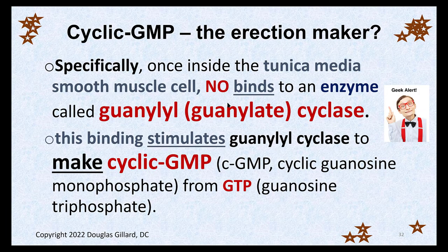But let's go into that a little more deeply so we can understand how this erection works, because we got to go a little deeper. Cyclic GMP is the erection maker. So let's see how this works. Once nitric oxide gets inside the tunica media of smooth muscle cells, it looks for its receptor, which happens to be on an enzyme called guanylyl cyclase. So nitric oxide binds to guanylyl cyclase. Great. So that's an enzyme. So what does that enzyme do? Well, it wakes up and it creates a molecule called cyclic GMP, aka cGMP, aka cyclic guanosine monophosphate. And its substrate is guanosine triphosphate, GTP.